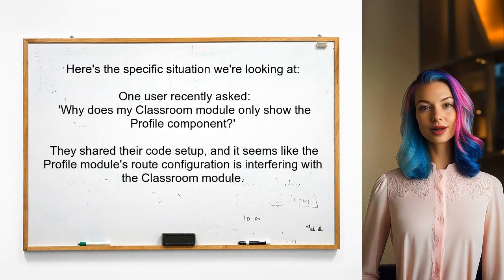Here's the specific situation we're looking at. One user recently asked, "Why does my classroom module only show the profile component when I navigate to it?" They shared their code setup, and it seems like the profile module's route configuration is interfering with the classroom module. Sound familiar? Let's explore this together.